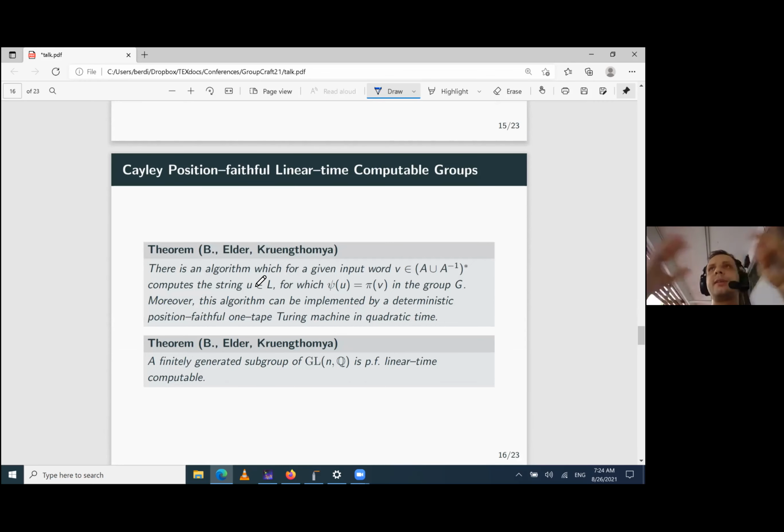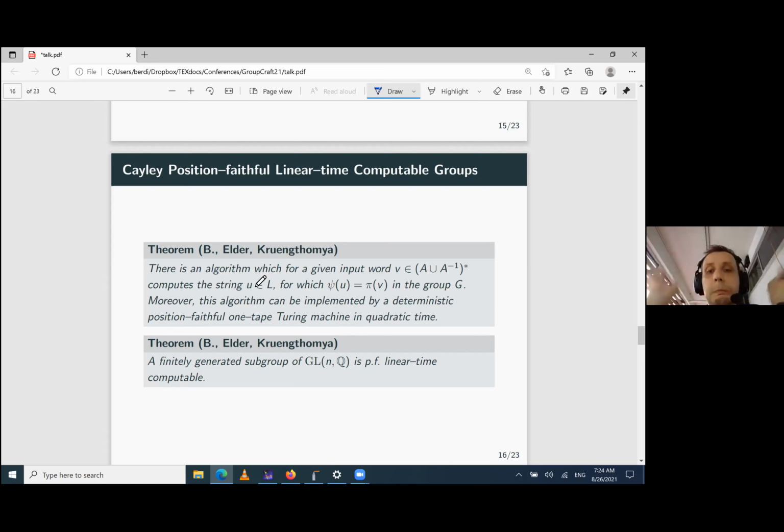And it appears that this class is much wider. For example, it comprises all polycyclic groups, all nilpotent groups, because for Cayley automatic groups, it's still an open question, for example, whether all three-step nilpotent groups are Cayley automatic. Or whether, let's say, SL3Z, or SLnZ when n is greater than 2, is Cayley automatic.